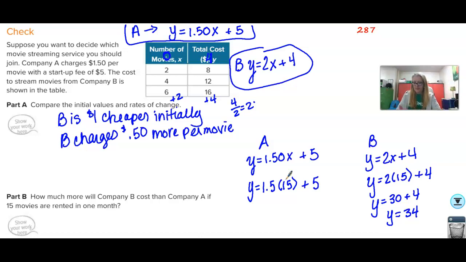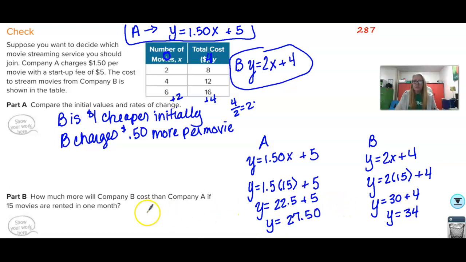1.5 times 15. Usually I have this all worked out in advance, but I didn't see this coming. Okay, so 1.5 times 15 is $22.50. And then you would add $5 to that. So Company A would be charging you $27.50.